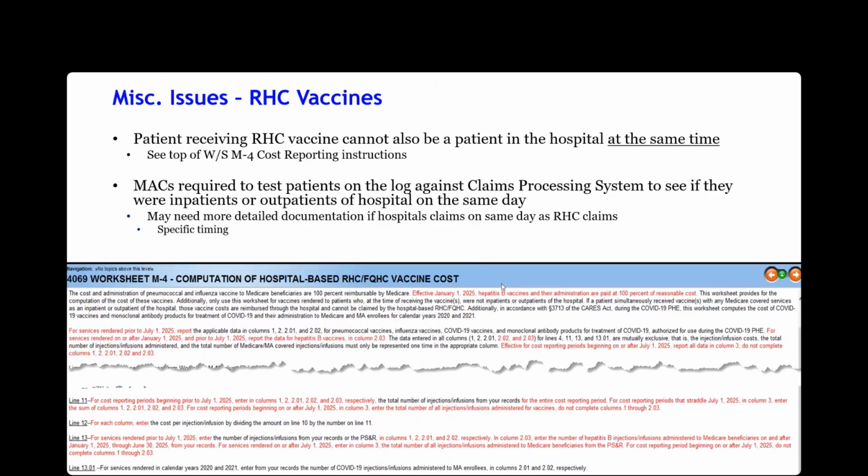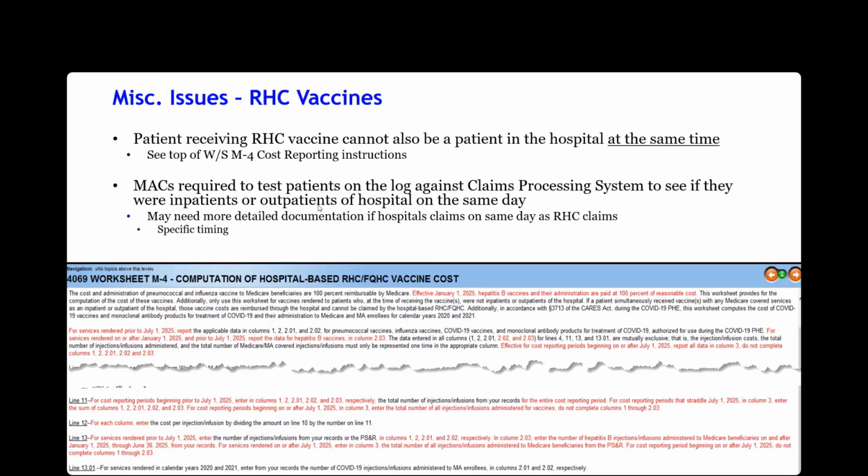The other issue is that the patient cannot be in the hospital at the same time, and that's at the very top of worksheet M-4. Additionally, only use this worksheet for vaccines rendered to patients who, at the time of receiving the vaccine, were not inpatients or outpatients of the hospital. If they are simultaneously inpatients or outpatients, they're reimbursed through the hospital and cannot be claimed by the hospital-based RHC. That's something CMS has stressed a little bit as well, that we need to make sure the vaccine recipient is not an inpatient or outpatient. They were questioning how we were documenting that in one of our quality reviews.